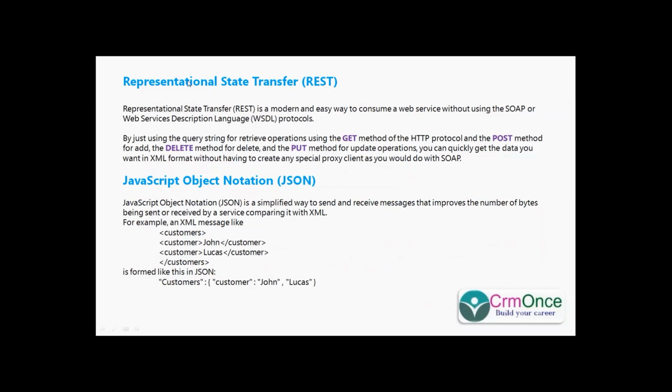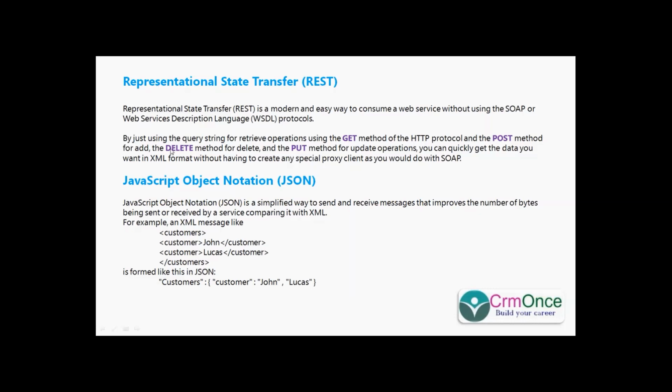Next is Representational State Transfer, which in simple terms we call REST methods. REST is a part of the WCF service. Representational state transfer is a modern and easy way to consume the web service without using SOAP. SOAP is the old fashioned way of web services, where we have to pass the input in XML format. But with REST methods, we can pass the request input as a JSON object.